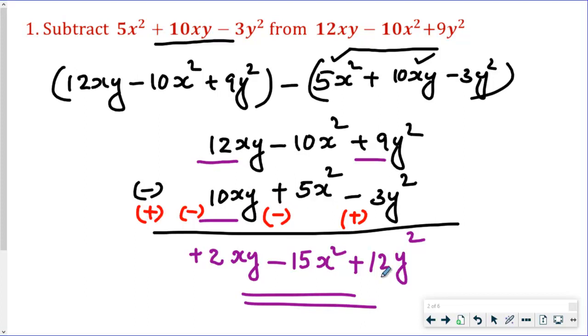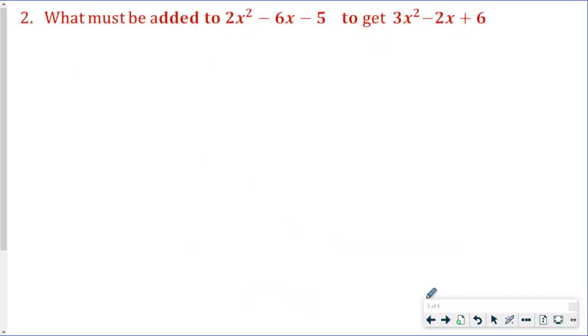In that way we can do the subtraction. Similarly, here we can do one more problem. Here we want to find what must be added to 2x² − 6x − 5 to get 3x² − 2x + 6. So from this polynomial we have to add some polynomial so that it will give this answer.